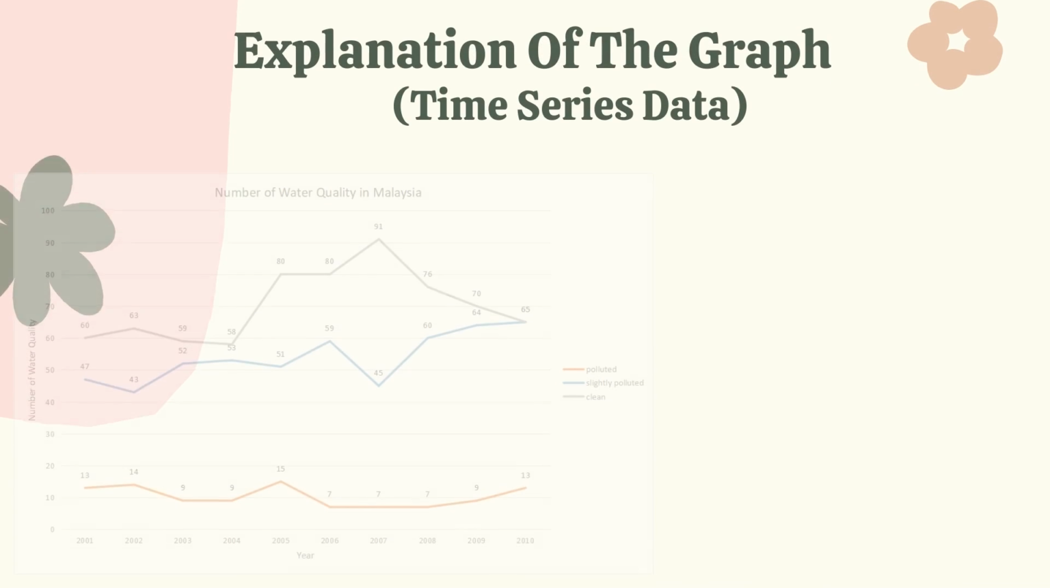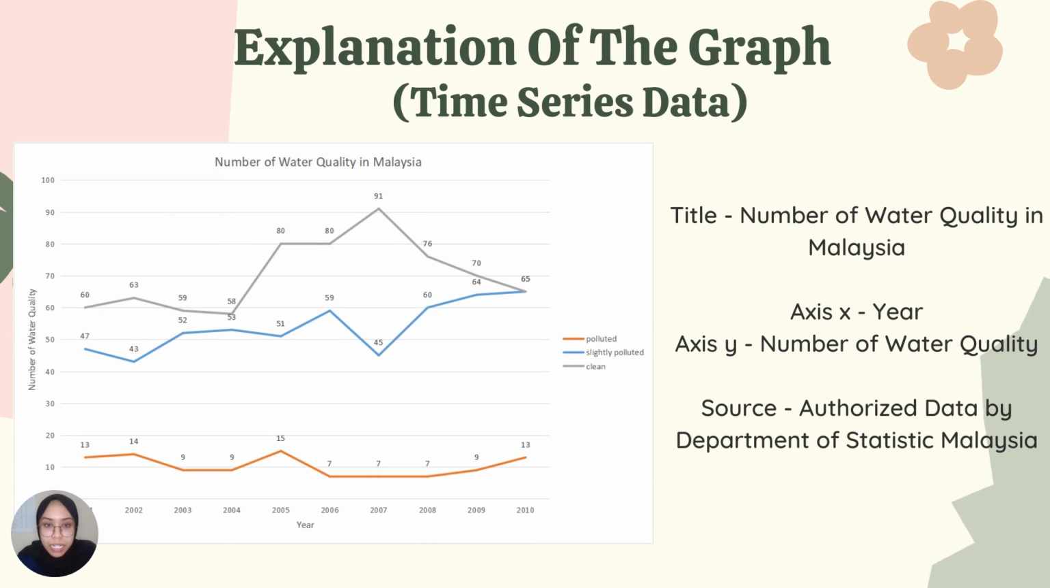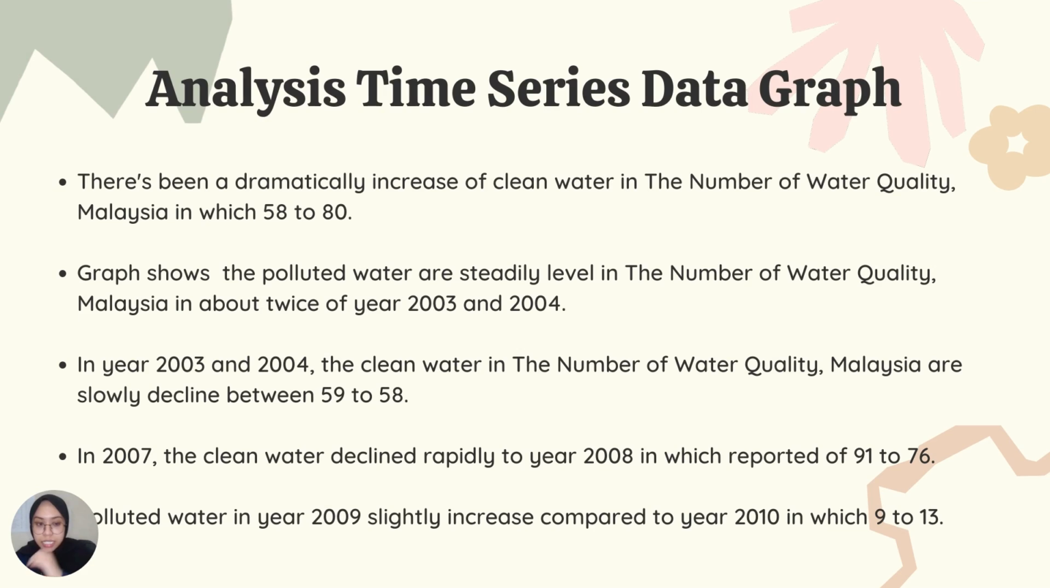Next, explanation of the graph. This is time series data. The title is number of water quality in Malaysia. The axis X is year. The axis Y is number of water quality. The source is authorized data by Department of Statistics Malaysia. Okay, next slide is analysis time series data graph.